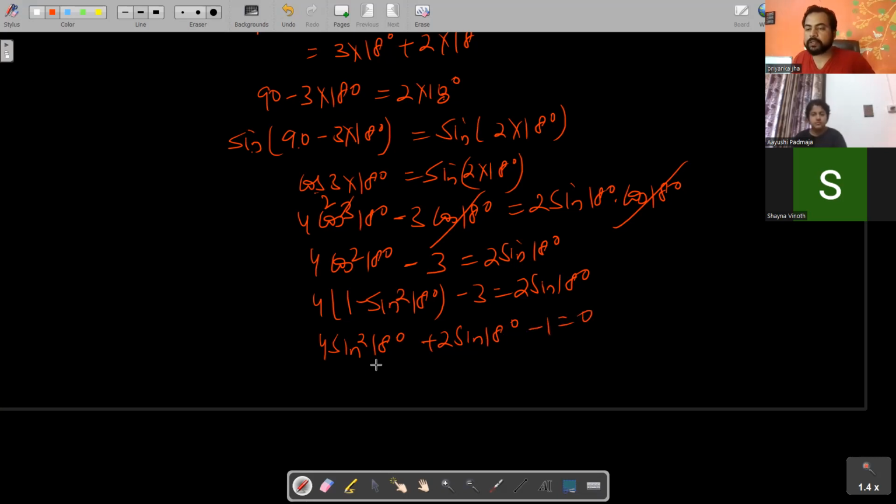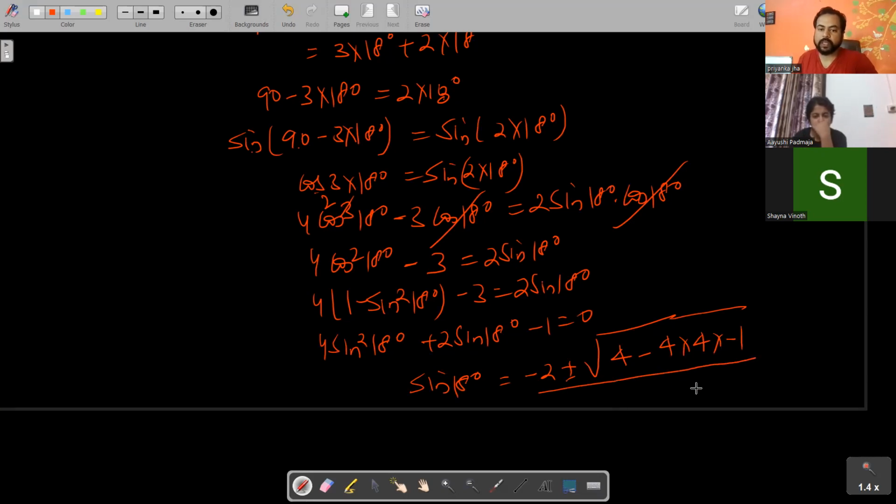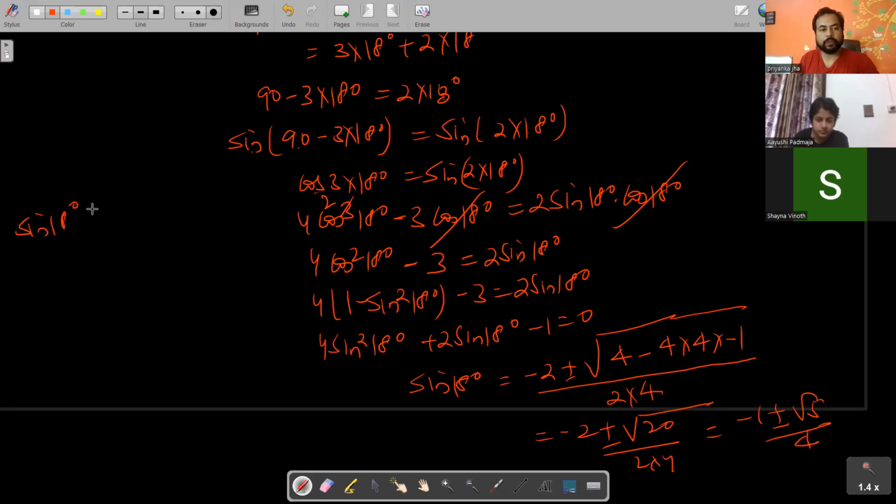You have a quadratic in sine 18. So you can find the root: minus b plus minus under root b squared minus 4ac, all over 2a. This is minus 2 plus minus under root, minus minus plus, 20, upon 2 into 4. So this can be written as minus 1 plus minus root 5 upon 4. So sine 18 will have two values, minus 1 minus root 5 by 4 or minus 1 plus root 5 by 4.